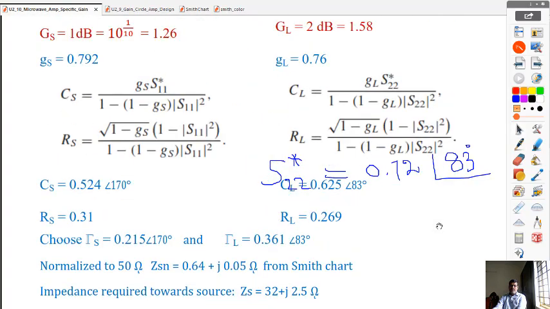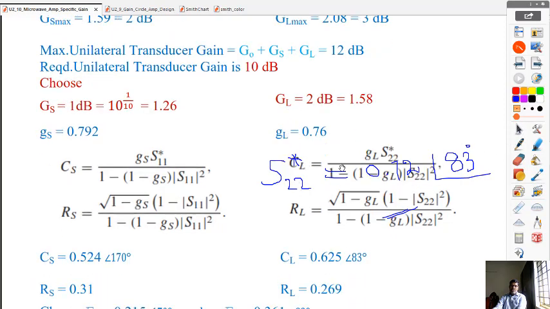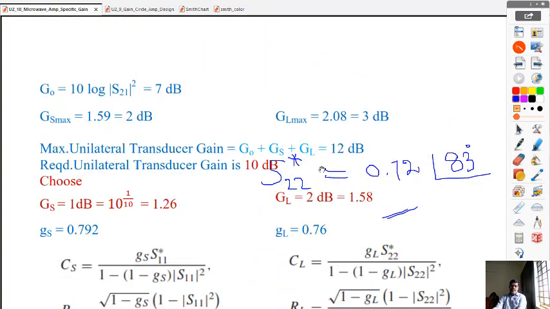Now you substitute that value here in this place, S22 star, and GL value. We have computed the GL value is this value 0.76. So you substitute the 0.76 at this place and also here, and simplify this expression.